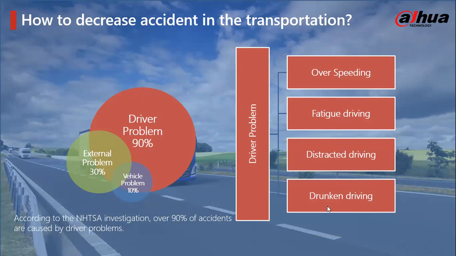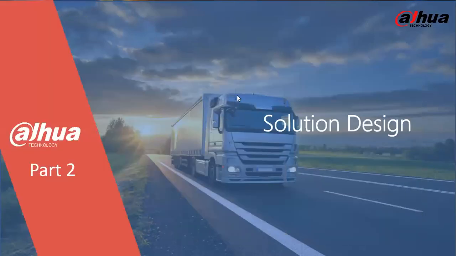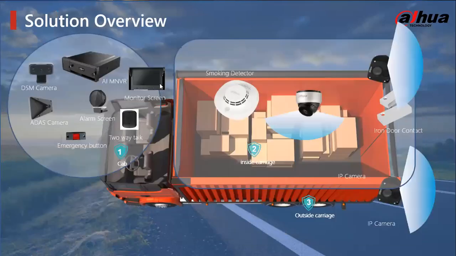I'm not going to talk about this theory, just go into the content, the key part. How do we improve process management in terms of time and route management? We can check whether the driver has been replaced, whether there's been a change in route, or whether there's been a delay in delivery of products. In terms of implementation, by design, you'd have, say, a lorry or some logistic vehicle. In terms of implementation, you have products such as the DSM camera.